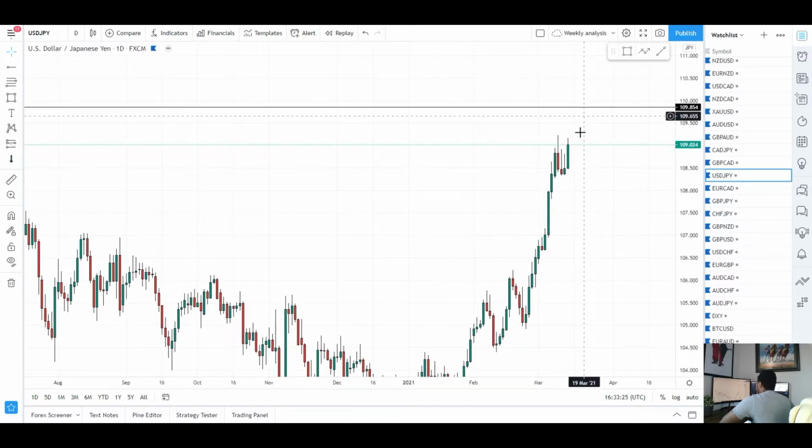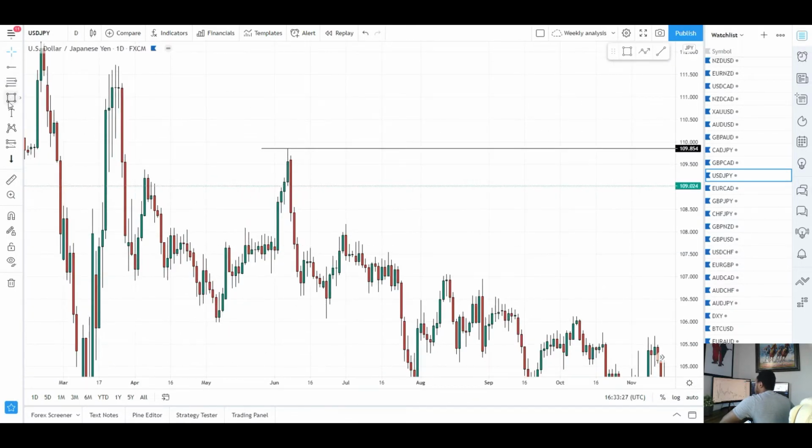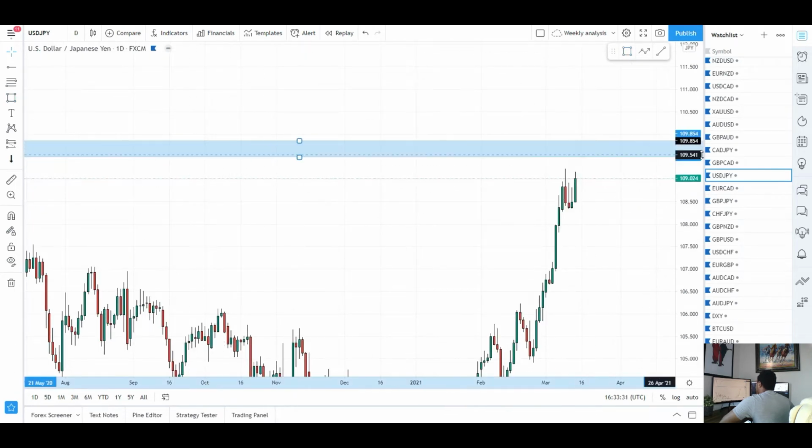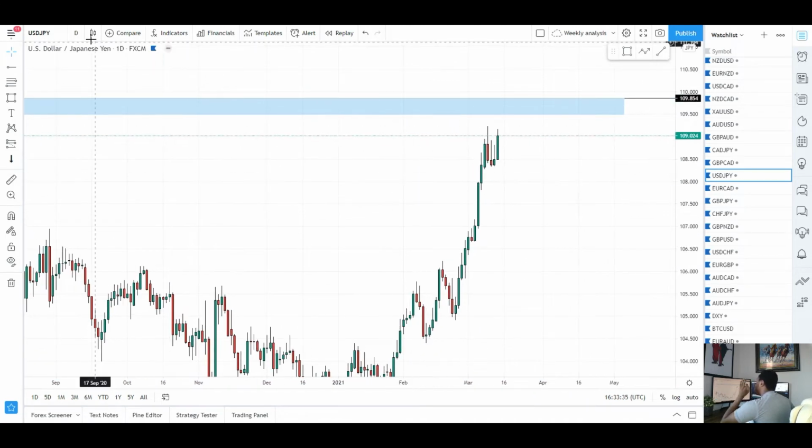So I think price could come around this area. If I just put a highlight on that area there, I think price could come and test this area before pushing to the downside potentially. We do, however, have that weekly trend line which is still intact.